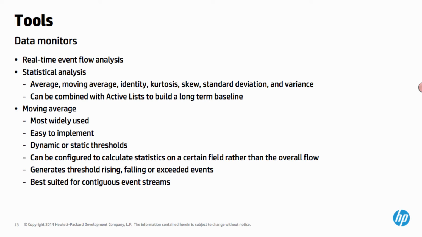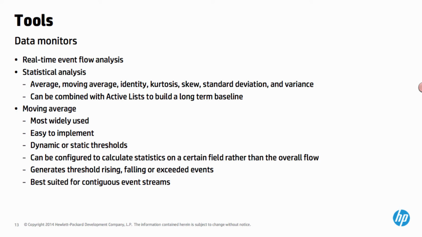The first thing I'll pick out is what we call data monitors. Now, data monitors allow us to receive the data and process it in real time. What that means is it's part of the event flow processing within the ESM correlation engine that allows you to define a module that will fill statistical modules with data that matches the filter and the way that you want to look at that data.